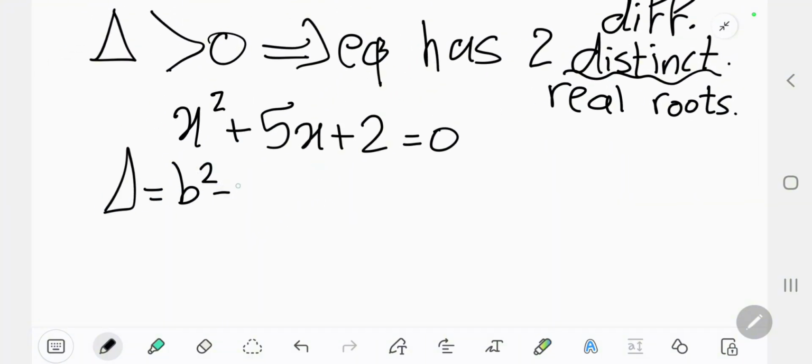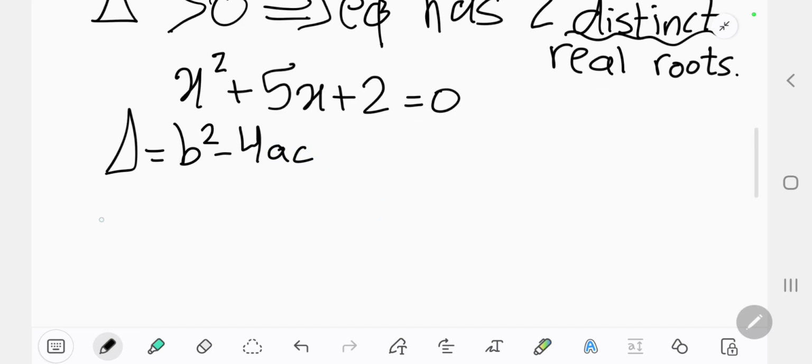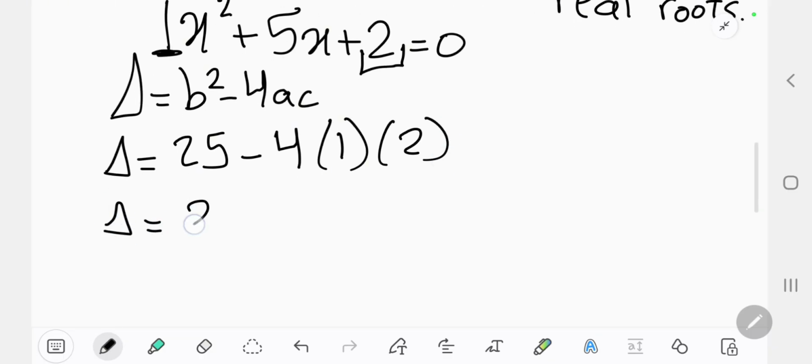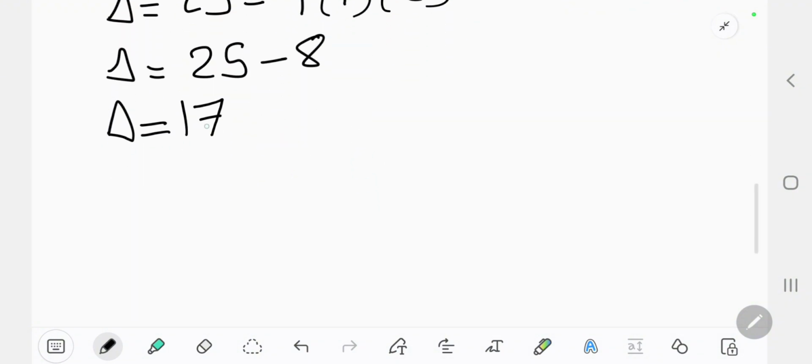As we said, the rule, b squared minus 4ac. Let's see, delta equals b squared, which is 25, minus 4, this is the a. If there's nothing before the x, then it's multiplied by 1. That's 1. We don't even use it, but I'm just saying. This is 2, because c is 2. This is c. So now we have delta equals 25 minus 8. So delta equals 17. This is greater than 0, right?